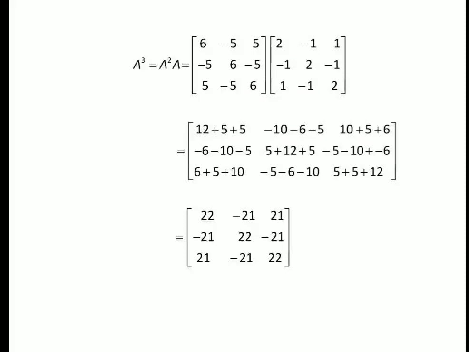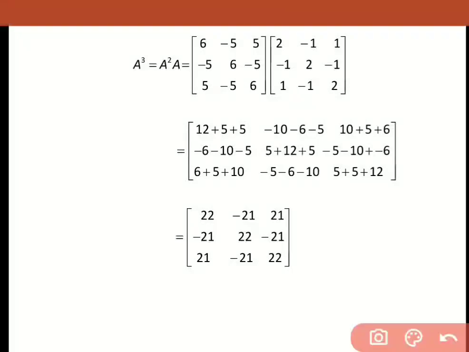It is first row into first column. Then first row into second column. It should be minus 6. Here it is not exactly the same. You will get the same number, but it is 6 into... this is the first row into second column. No? It is 6 into 1 is minus 6.